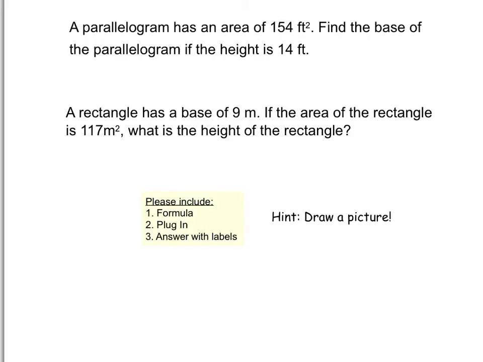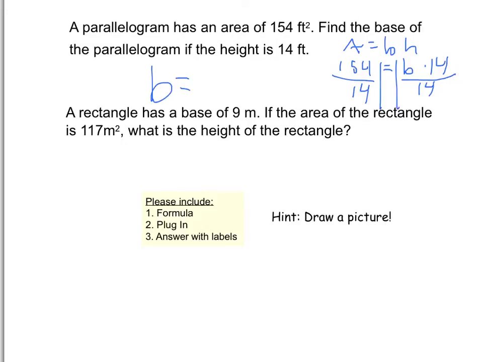Alright, here's just some words. These are work backward problems as well. It says a parallelogram has an area of 154 feet squared. Find the base of the parallelogram if the height is 14 feet. So again, my formula is area equals base times height. My area is 154. My base is unknown, and my height is 14. Those are multiplied together, so to get rid of the 14, I'm going to divide by 14 on both sides, and I'm left with a base of 11 feet.